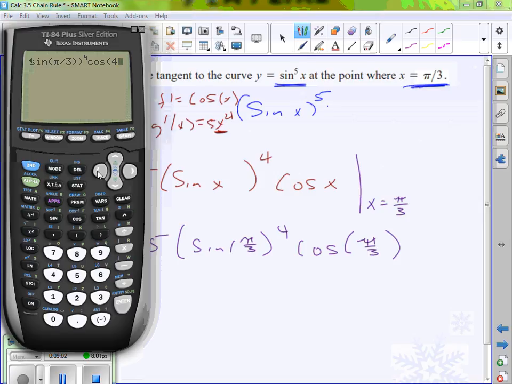Oh, come on, go back. All right. The 5 doesn't go on the inside because it's 5 times that to the 4th. Well, that set of parentheses goes towards that. That's going for all of sine.